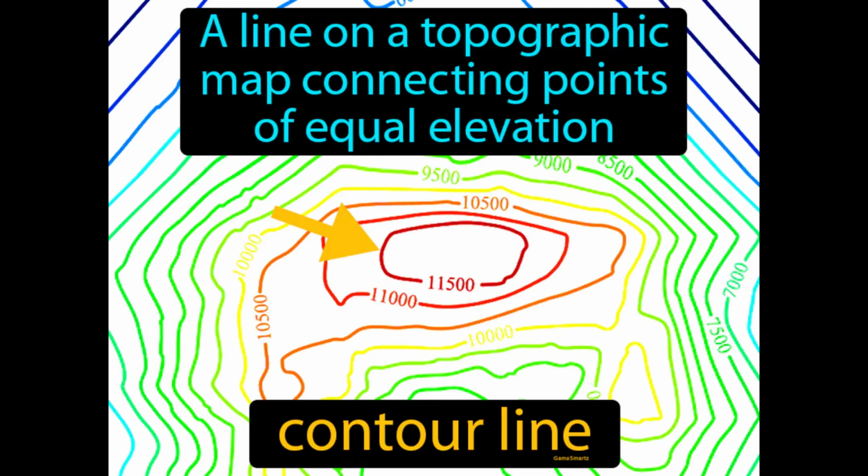A line on a topographic map connecting points of equal elevation. Contour line. A contour line shows areas at the same height above sea level, helping to visualize the 3D shape of the landscape on a flat map.